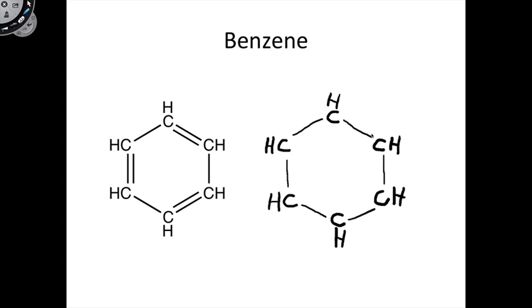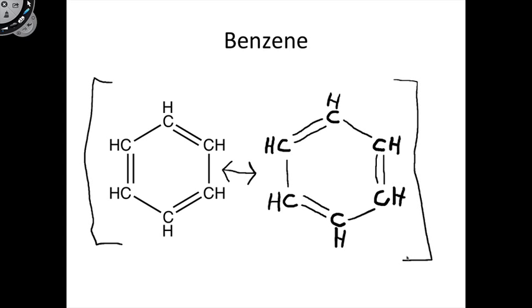So where there's a pi bond here, no pi bond here, what I'm going to do for this resonance structure is essentially move the pi bonds to between the atoms where they weren't before. Now, since these are two resonance structures of benzene, I'm going to put a resonance arrow between them, and often we put brackets around the two structures, although I sometimes don't bother to do that.